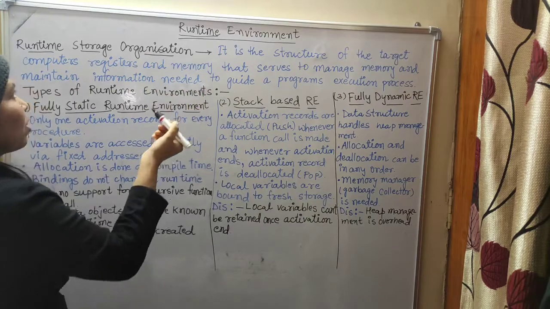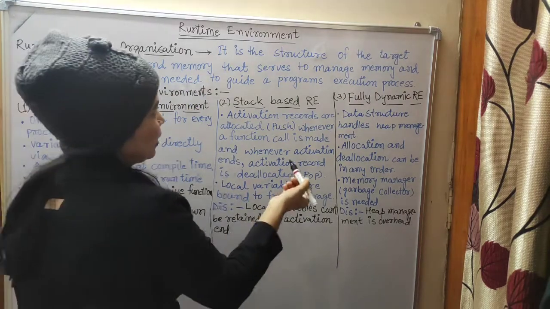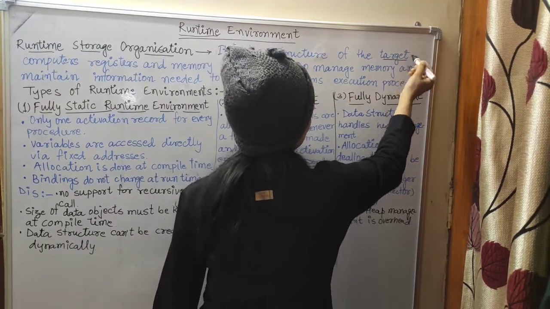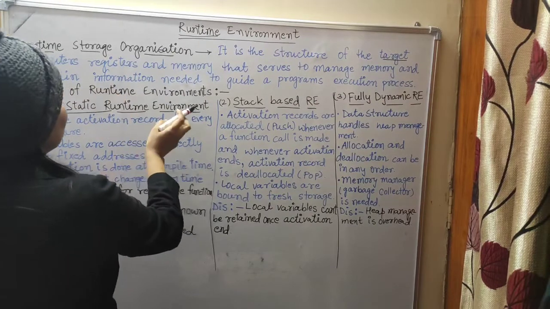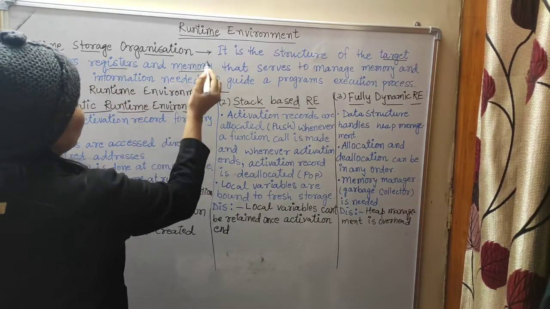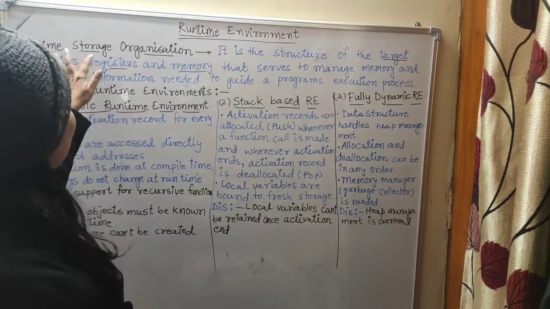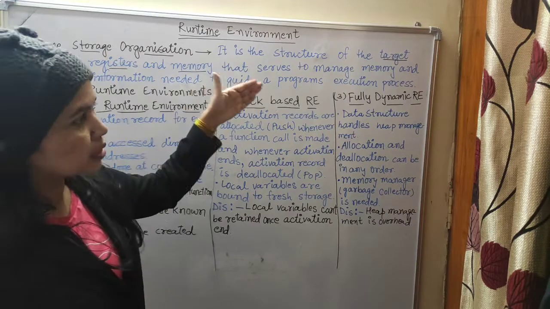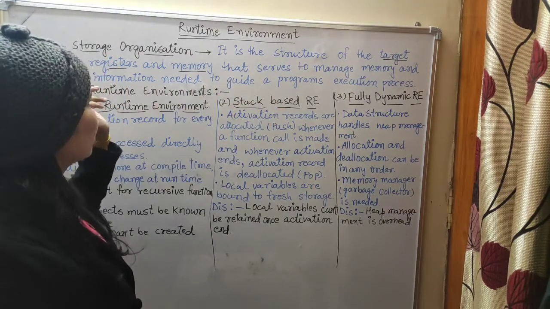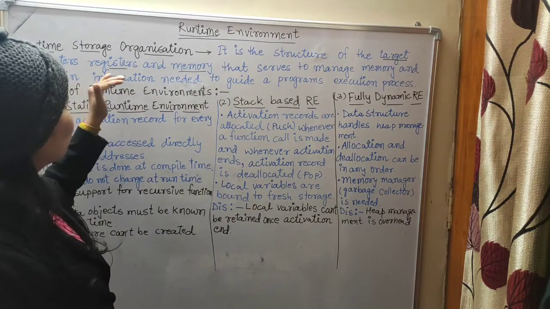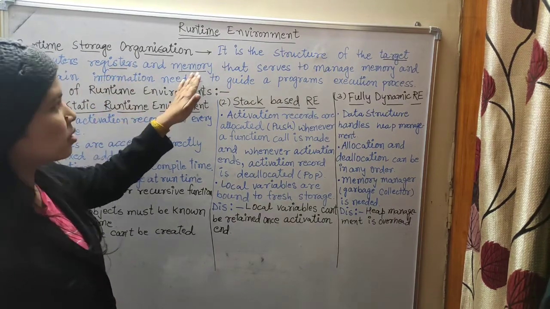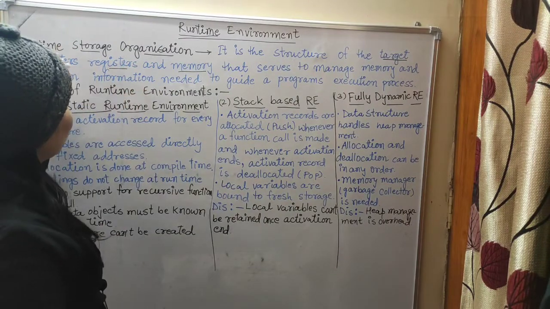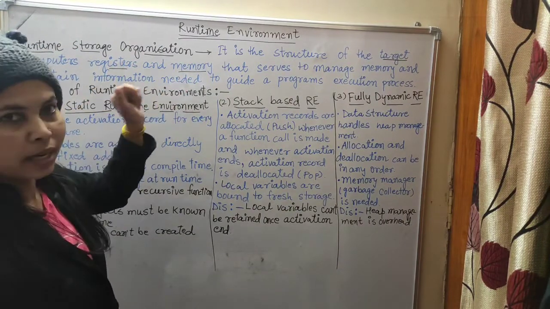What is the runtime? It is a storage organization. It is the structure of the target computer's registers and memory. Runtime storage organization is the structure of the target code. The target code is stored in registers and memory. That means runtime storage stores data in registers and memory.